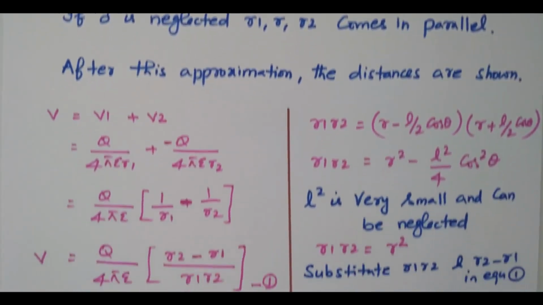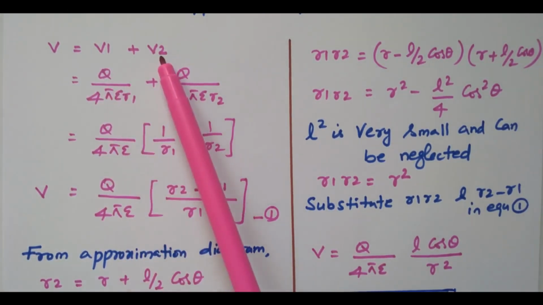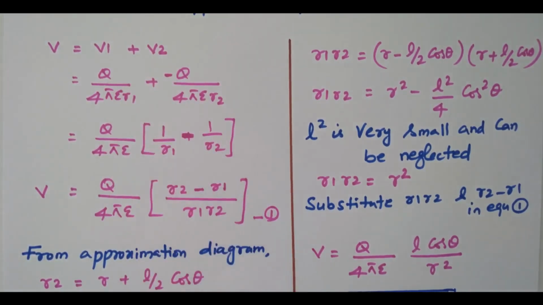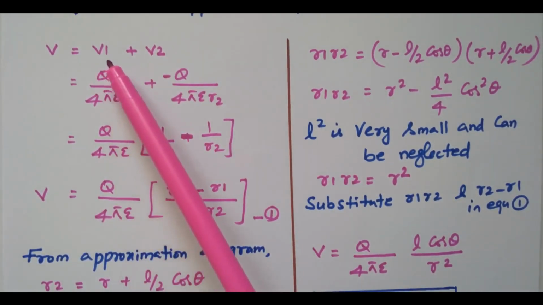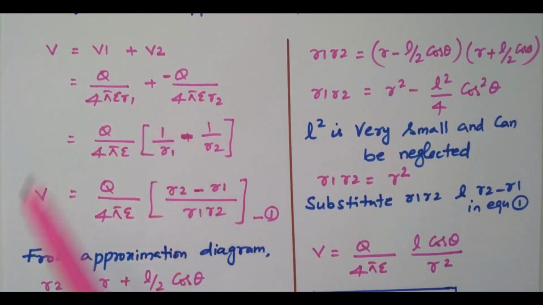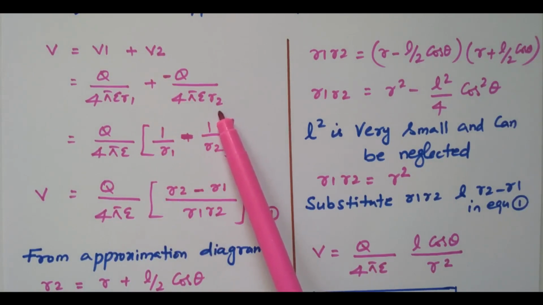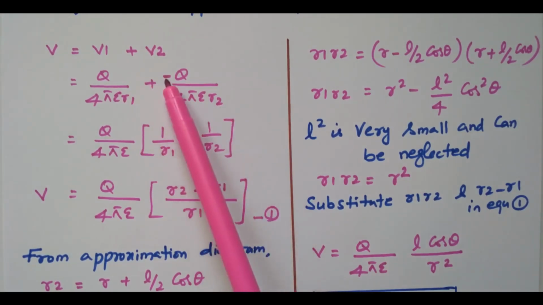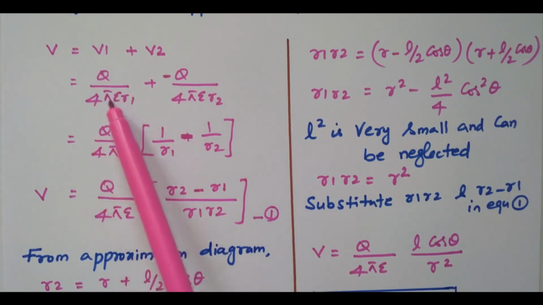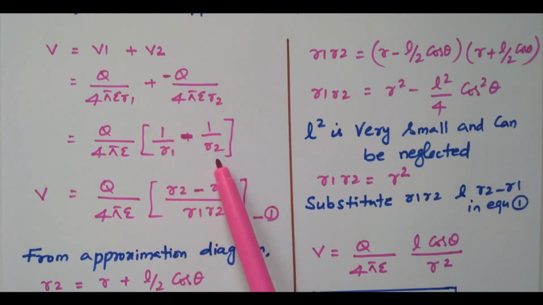Now we'll go to the derivation. So the total potential equals the potential due to the positive charge plus the potential due to the negative charge, V1 plus V2. The expression for V is Q divided by 4 pi epsilon R, but the positive charge is placed at a distance R1. So V1 is Q divided by 4 pi epsilon R1. Then V2 is due to the negative charge, minus Q divided by 4 pi epsilon R2. The negative charge is placed at a distance R2. This is negative due to the negative charge. So Q divided by 4 pi epsilon is common, so that is taken outside. So what we have is 1 divided by R1 minus 1 divided by R2. Right?